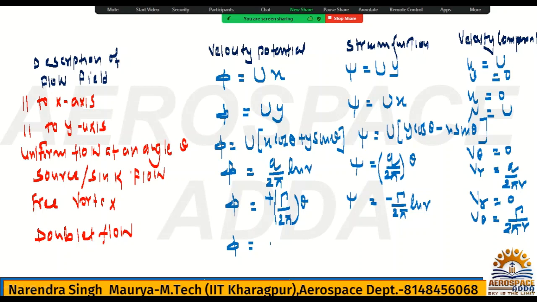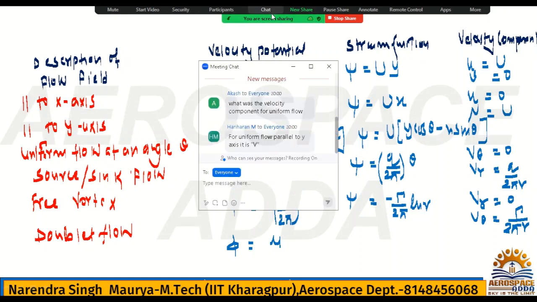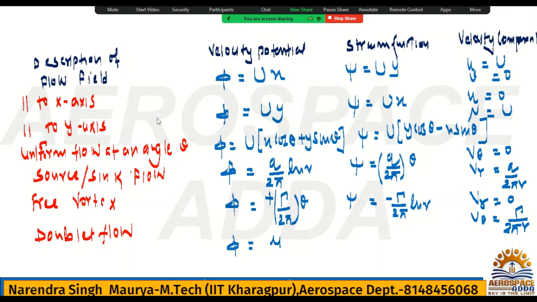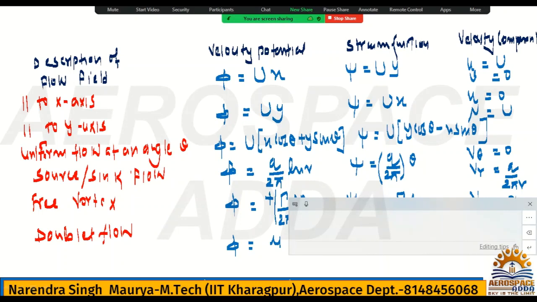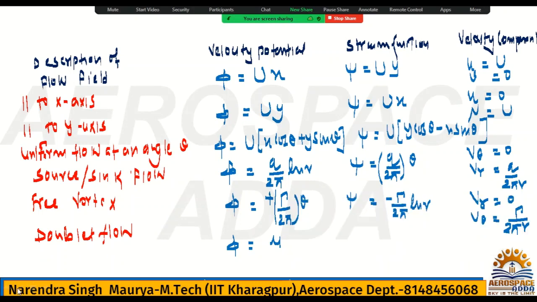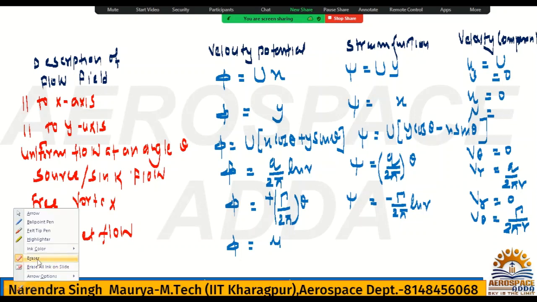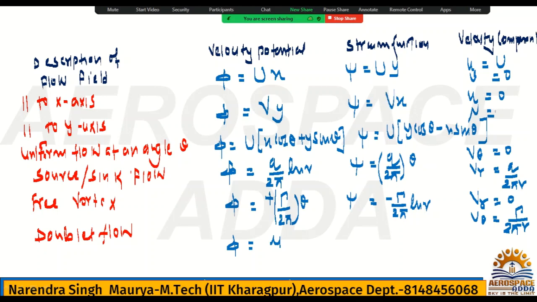It was mu upon, check, parallel to y axis it is v. Yes, okay, you take the component parallel to y, okay, you take v. Fine. It's only sign convention. Whatever sign convention you want to follow, you follow. Done.